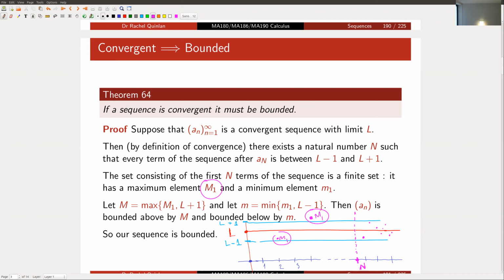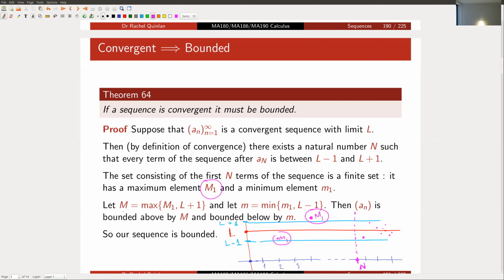Again, I've drawn the little M1 here, which is the minimum element of the first finite collection of terms. I've drawn it so that it's above the blue line L-1. It could be below, we don't know where it is. But the point is, either the lower blue line or this minimum of the first n elements is a lower bound for all the terms in the sequence. Whichever one of them is lower is a lower bound for the entire sequence.